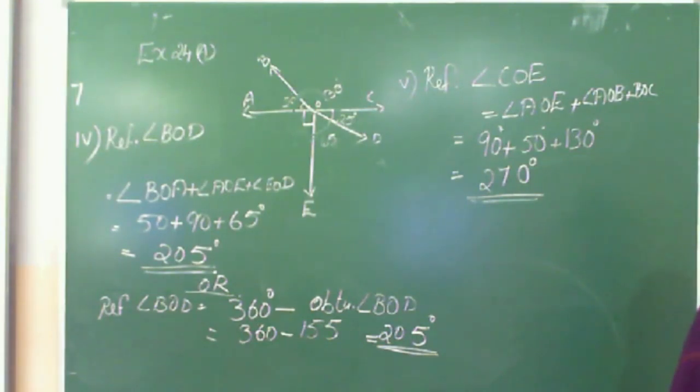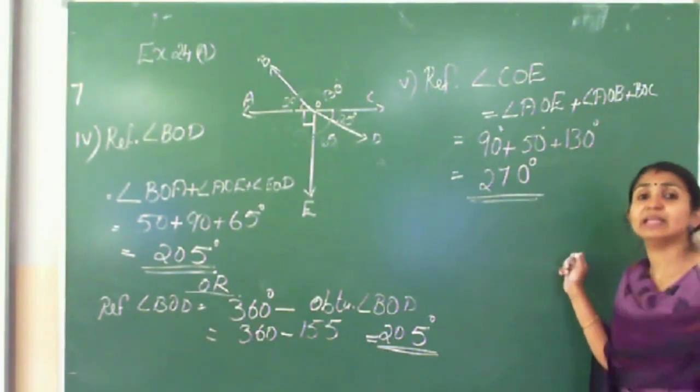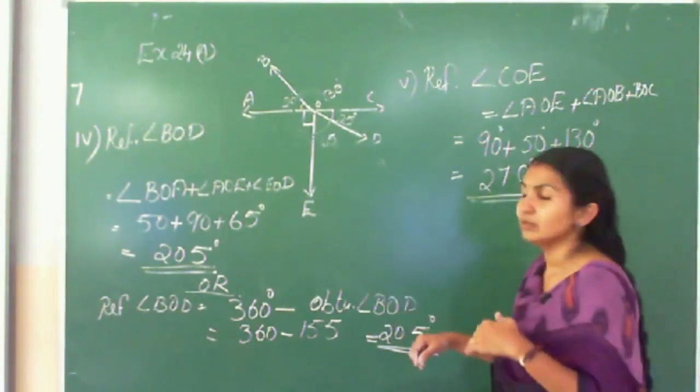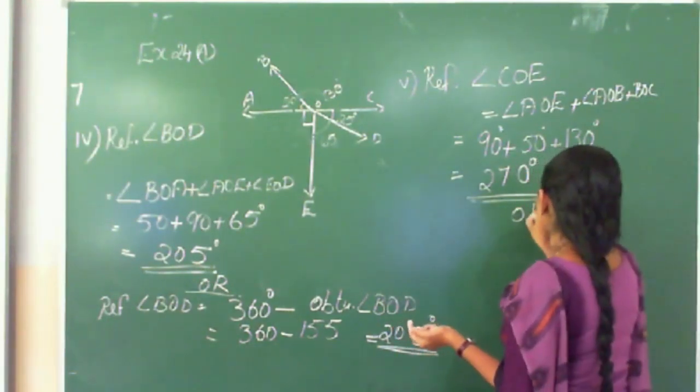Whenever you are finding a reflex angle, definitely that angle will be more than 180 degree. If you are getting less than 180, it means somewhere you made a mistake. So at that time you have to check it once again.